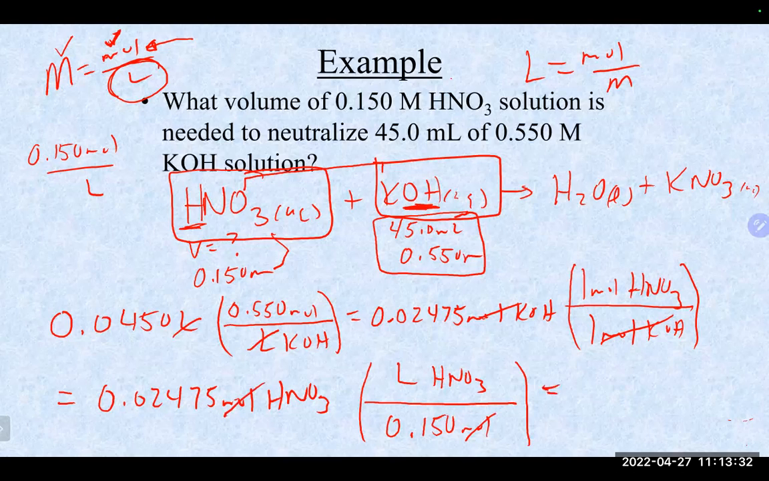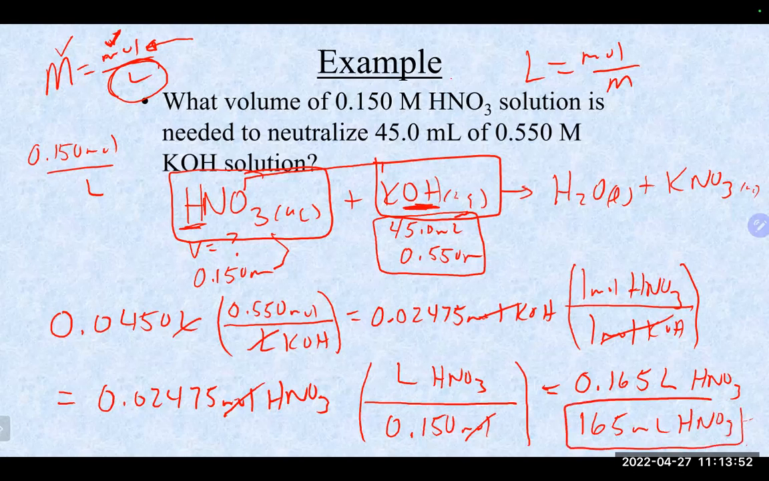And if we do that, it gets us 0.165 liters of HNO3. And since the other one was in milliliters, we can multiply that by 1,000, and that would get us approximately 165 milliliters of nitric acid is needed. Any questions on any of those steps there?